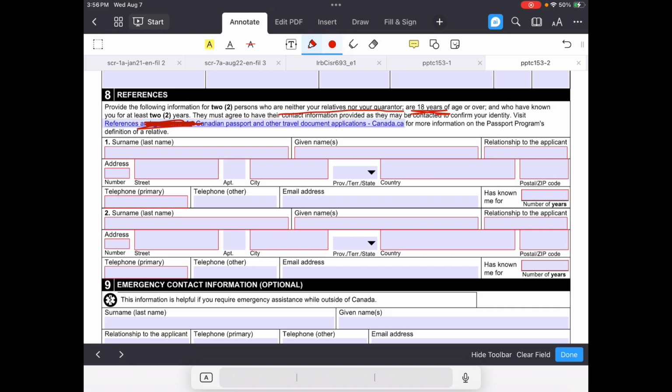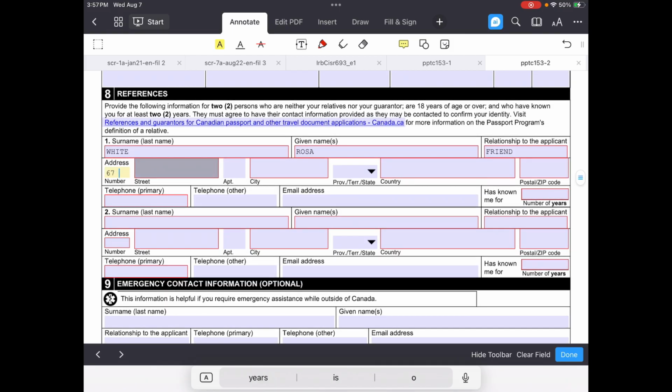So when you have the information for those 2 people, you can just start filling out their information. For the first one, let's say that we do have 2 people who are not my relatives, they know me more than 2 years, and they're over the age of 18. Let's say the last name is White. The first name we're gonna say is Rosa. Relationship, I can just say friend. And their current home address, we're gonna say 67, and for the street, Leslie Street.